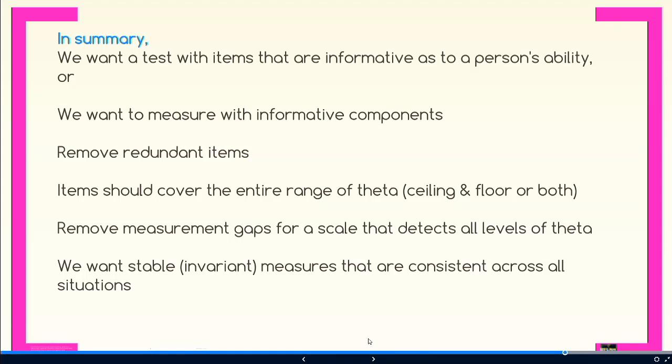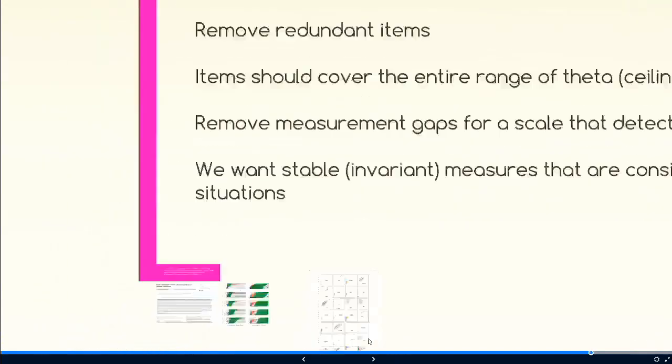And we want stable measures. We don't want them to vary for a certain person over time in most cases. Sometimes we want to find out a mood, but most of the time when we're looking at health and disease, we want to have a stable measurement that doesn't shift around.